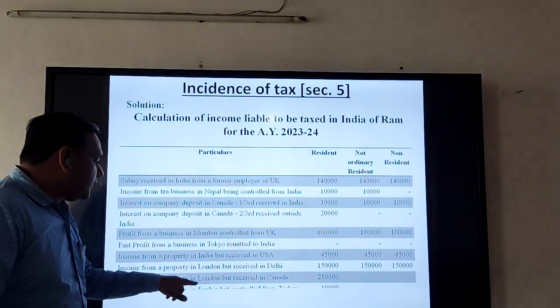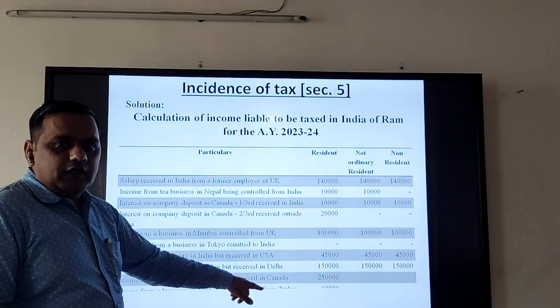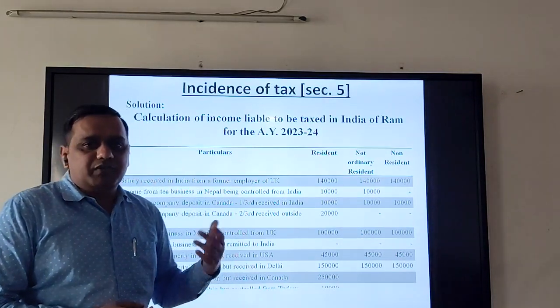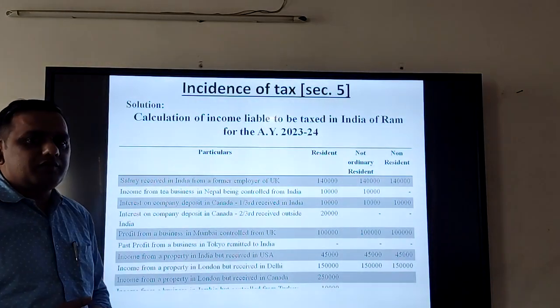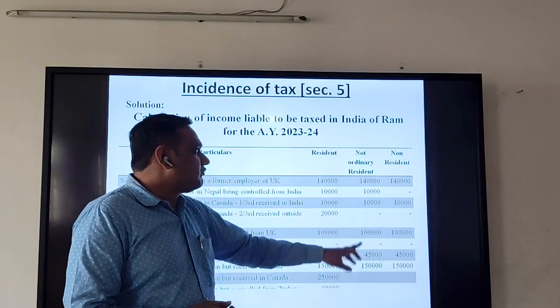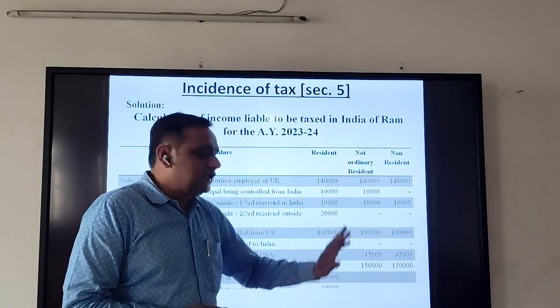Then income from a property in London and received in Canada. So it is clear that it is a type of foreign income, and it is a category B of foreign income where control and setup is also outside India. So it is taxable for residents only, whereas for not ordinary resident and for non-resident it is exempt.